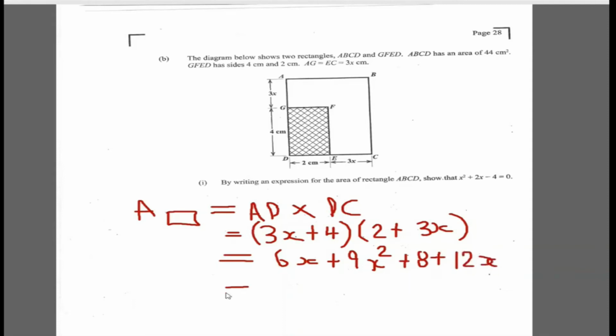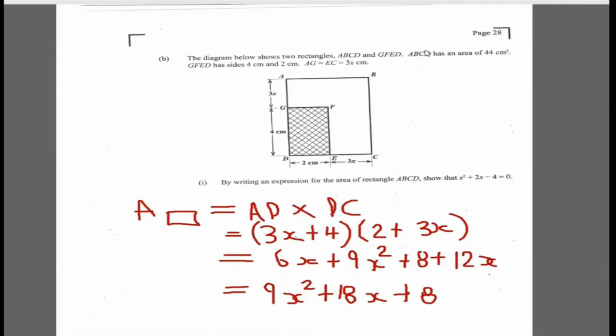And so that is equal to 9x squared, and then 6x plus 12x is 18x, plus 8. All right, so this is what we have. And this goes for the area of the rectangle.